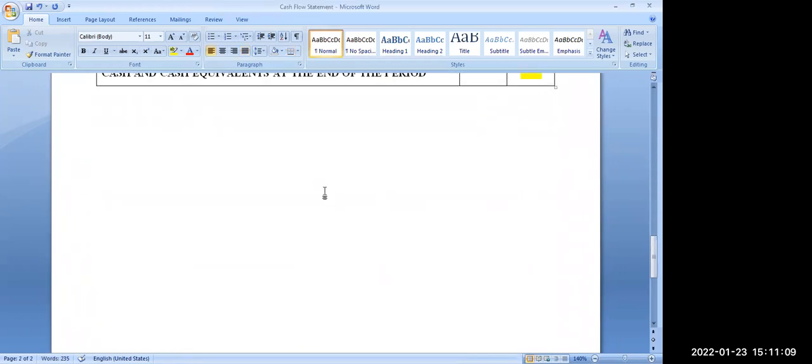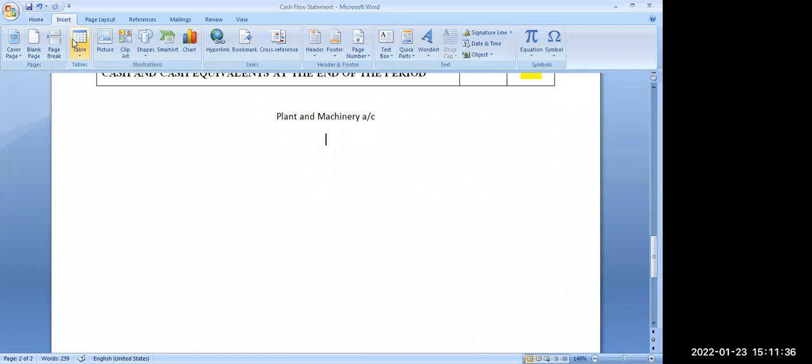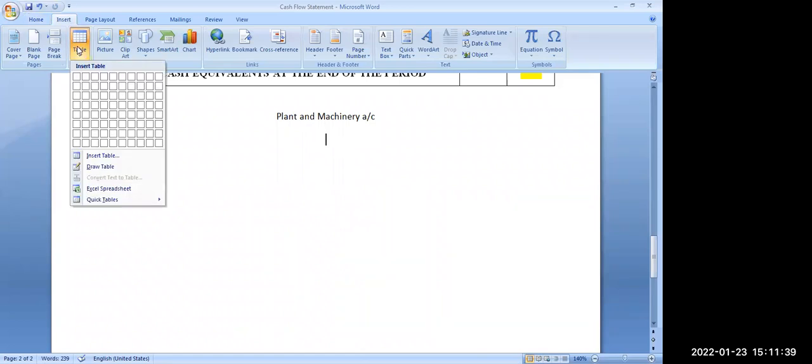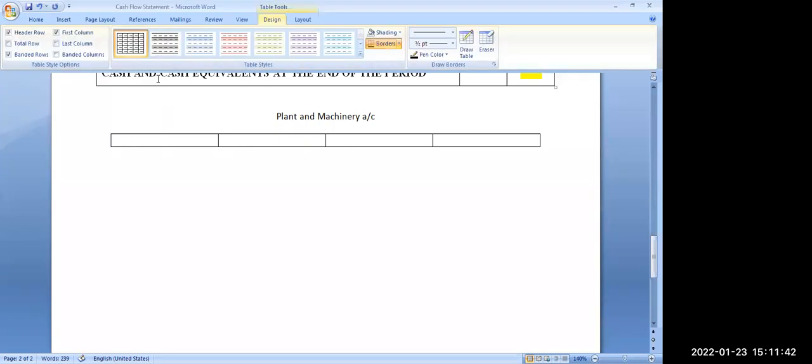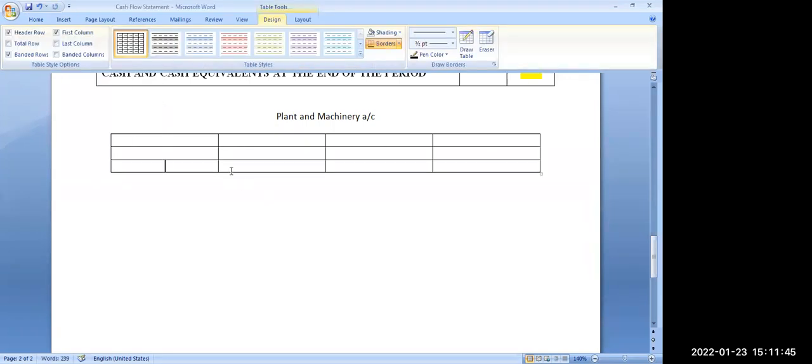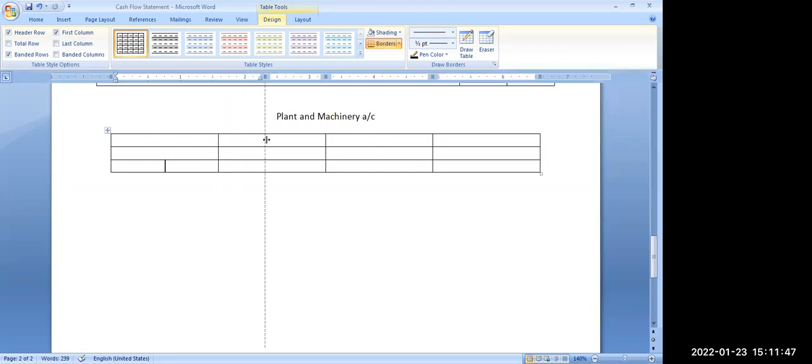So what we have to do is prepare a small account. On what asset is the depreciation? What are the assets which can be charged depreciation? Plant and machinery is there. The plant and machinery account, I'm just going to prepare roughly, so that I can understand how much depreciation has been charged on plant. A small, rough ledger account of plant and machinery.